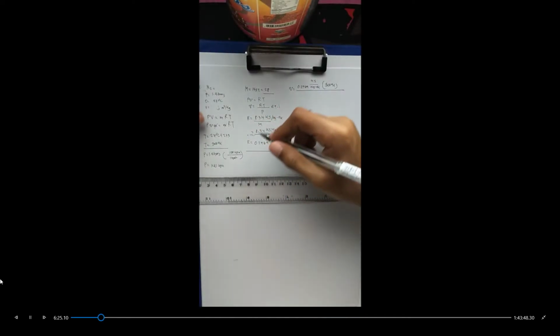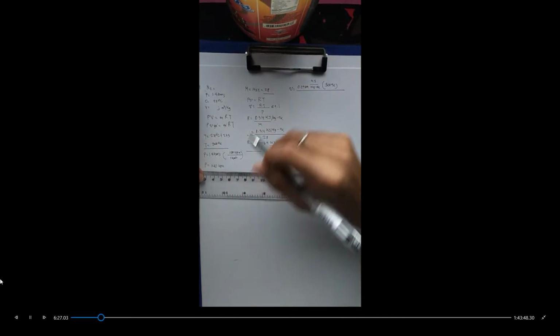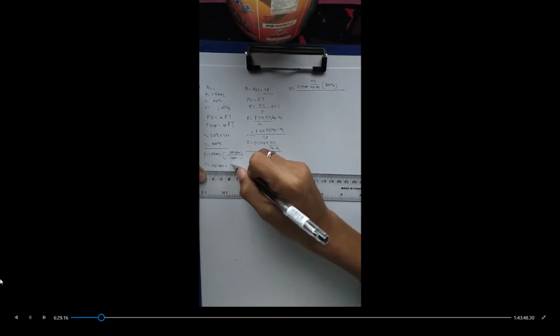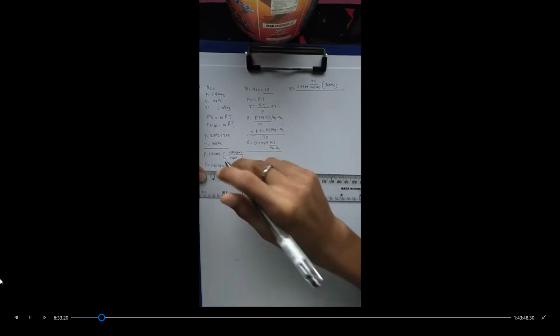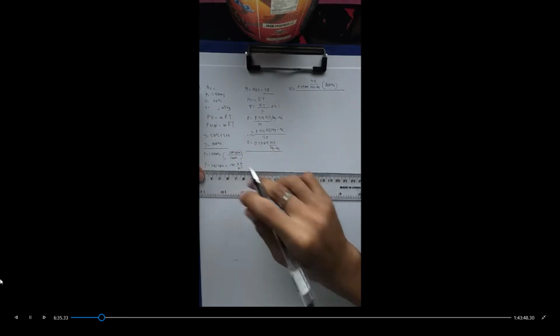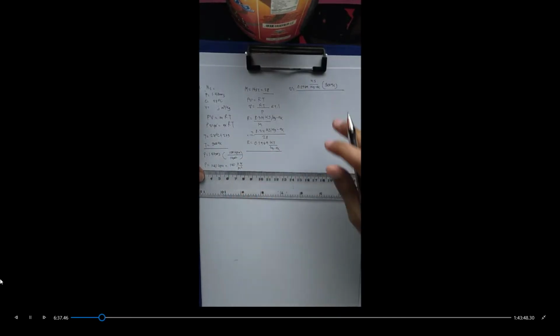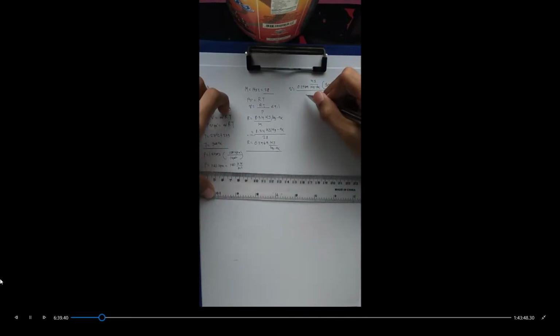Just like that. And then kilopascals can also be written as 140 kilonewton per meter squared. Now we are going to substitute this value onto our equation number 1. So this now becomes 140 kilonewtons per meter squared. And now we are going to cancel out units.